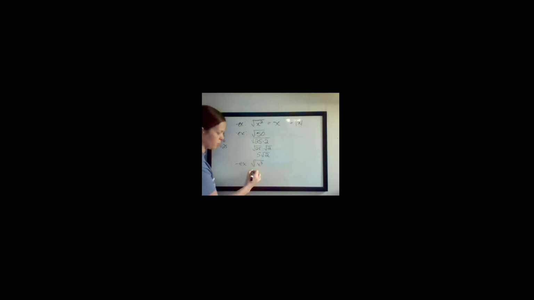Just like we did with the numbers, let's break this down into something we can simplify. If I break this down to x squared times x, that's the same thing, right? X squared times x is x cubed. I can do the square root of x squared. Let's rewrite this, break it apart. Square root of x squared is x. I can't do square root of x, so that just comes down.